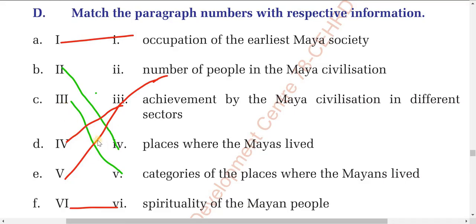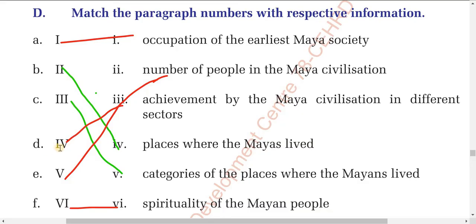Now, third paragraph gives information about the categories of the places where the Mayans lived. Fourth paragraph is about the number of people in the Maya civilization. Fourth paragraph is about achievements by the Maya civilization in different sectors.